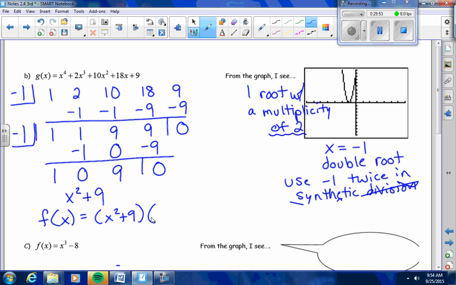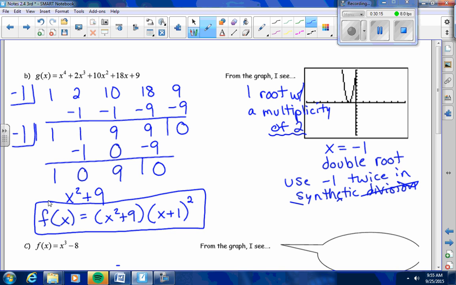times, if -1 was a root, what's the factor that gave me that? X plus 1, but it's squared because it had the multiplicity of 2, based off of the graph seeing it bounce. And it's tangent to the x-axis. So that is the function completely factored.